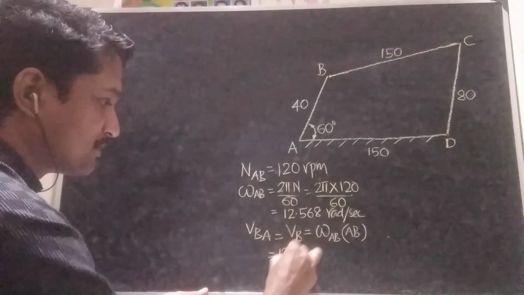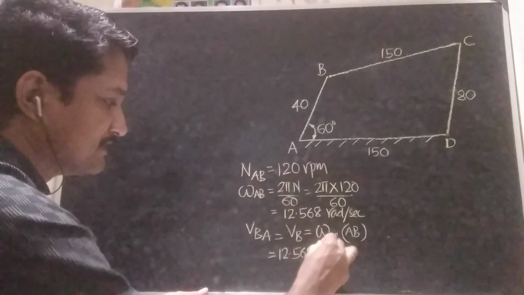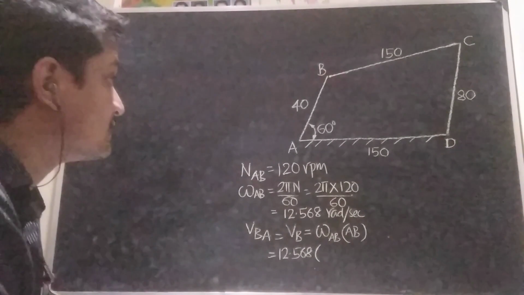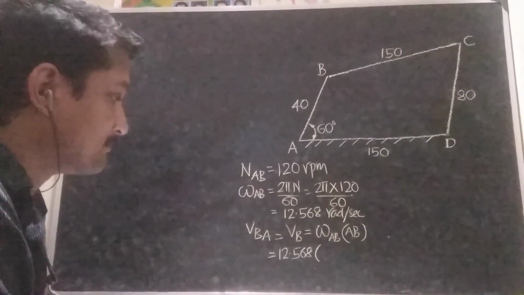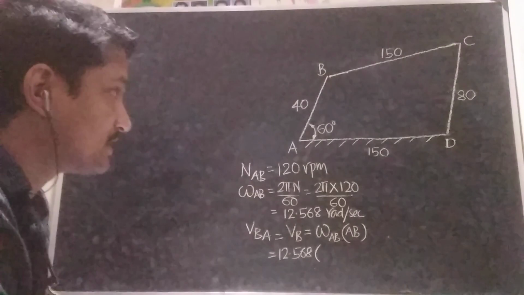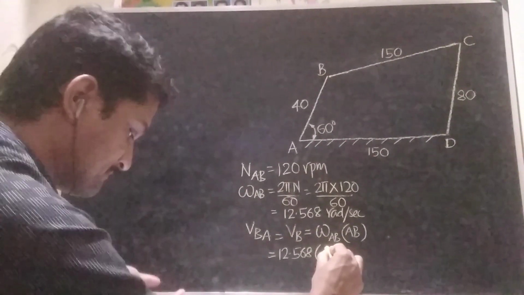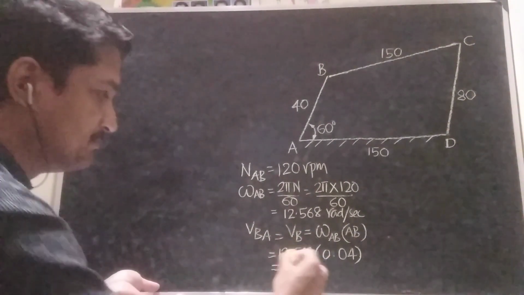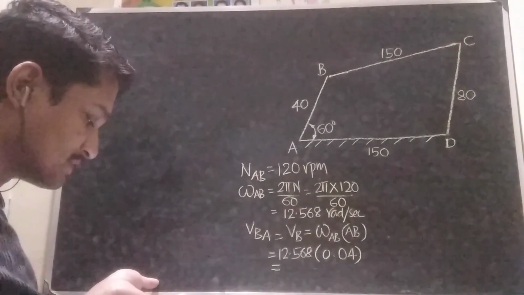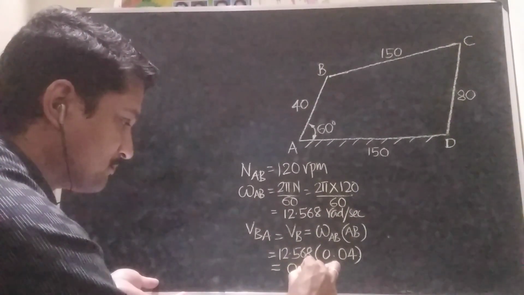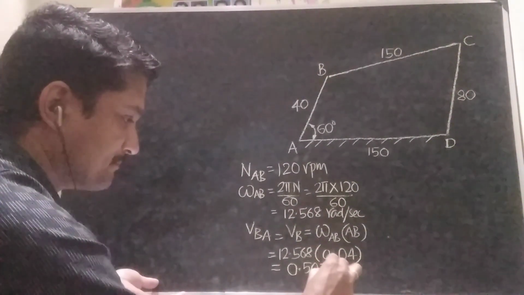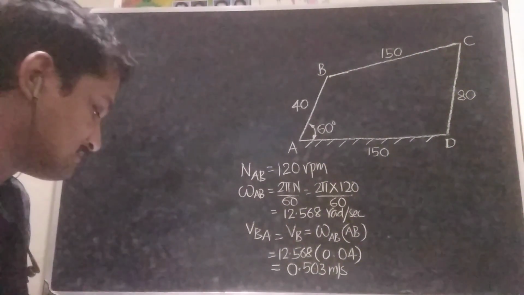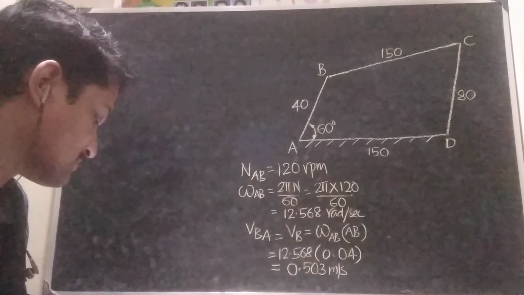That's equal to 12.568 into AB. AB is equal to 40 mm. We can convert that unit of mm into meter. Then 40 mm will become 0.04 meter. Then VBA, the velocity of B with respect to A, is equal to 0.503 meter per second.